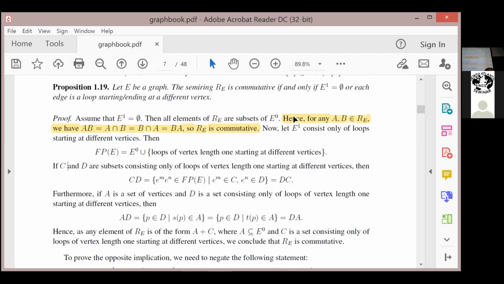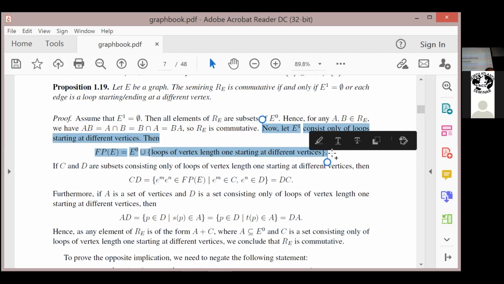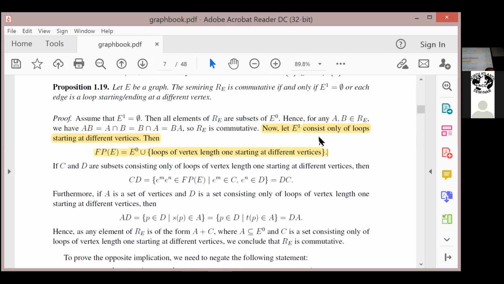But now let me make it slightly more difficult. Let me assume that E1 consists only of loops starting at different vertices. Then what are my paths? These are either vertices or loops of length 1 starting at different vertices. That's all I've got. These are all my paths. There are infinitely many of them, obviously, but that's all I've got. They have a very particular structure.